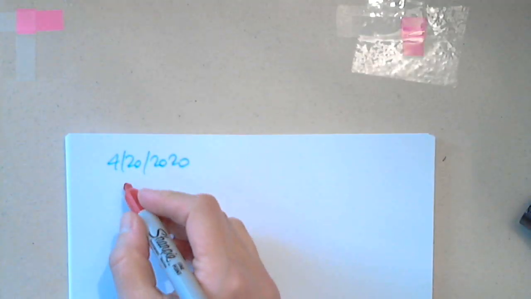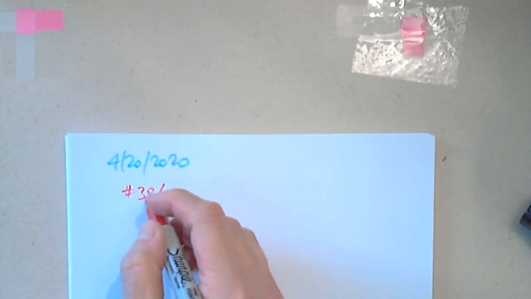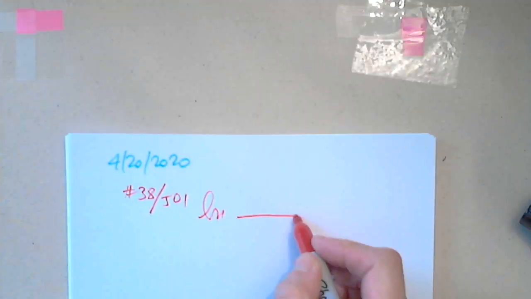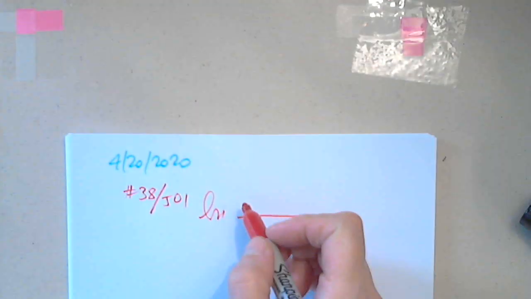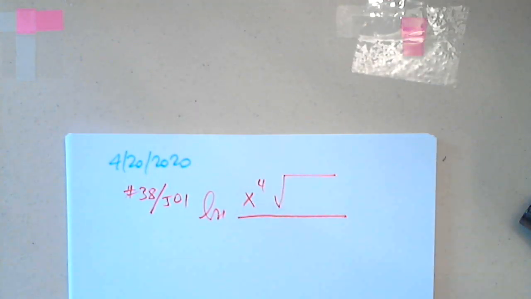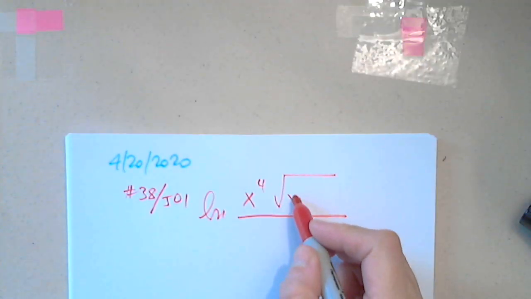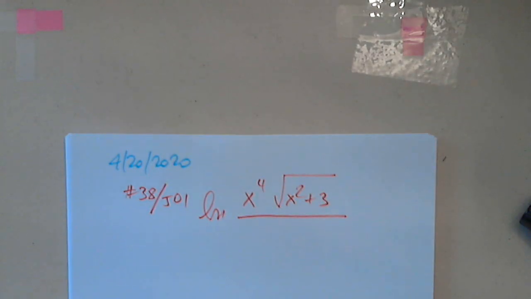Let's also expand, let's say, number 38, on page 501. This is a little extreme, but we have to see an example like that. It's x to the fourth times the square root of x squared plus 3, divided by x plus 3 and everything. I think it's the fifth power. Yes.